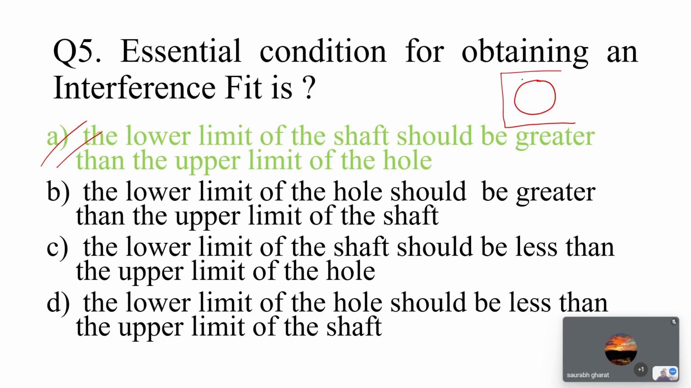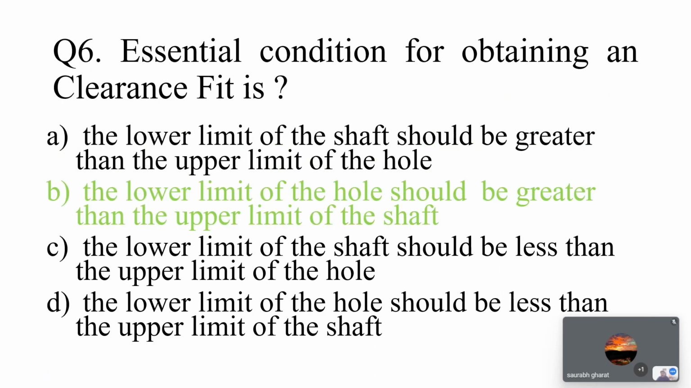So this lower limit of the shaft must be greater than the upper limit of the hole. Due to which what will happen? This is your shaft. Due to this, it will create an interference fit. So this is the proper condition for an interference fit. Because your shaft is bigger and the hole is smaller, there is a kind of interference fit. So this is the only correct answer from the first part itself.